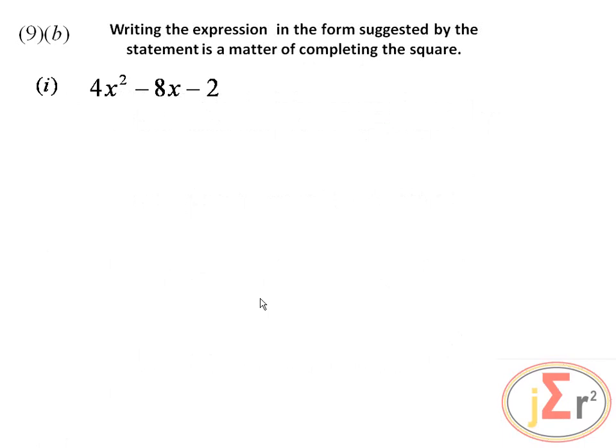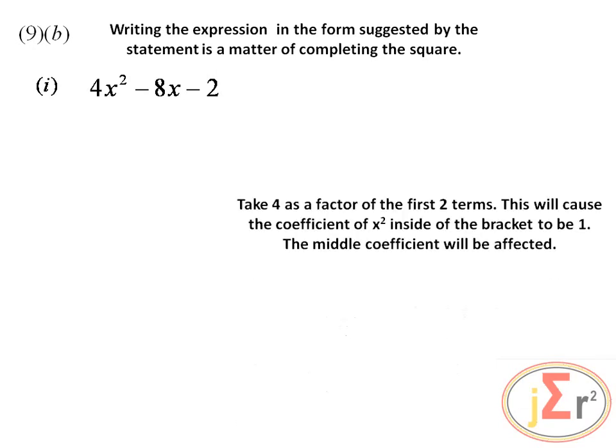Writing the expression in the form suggested by the statement of the problem is a matter of completing the square. So we will go straight ahead and complete the square on this. Notice that we hardly ever get a problem in the CSEC that says by completing the square. It always says express in a particular form, and we can identify the form as a completion of the square. Therefore, it means that we need to complete the square.